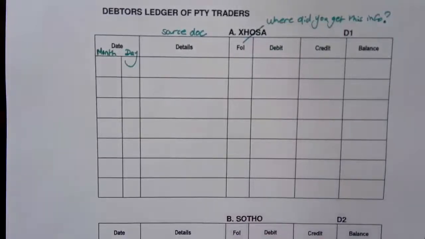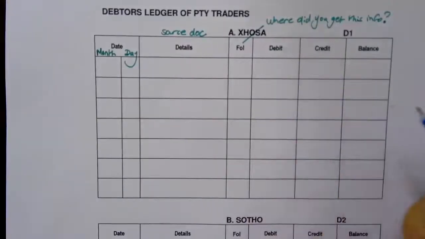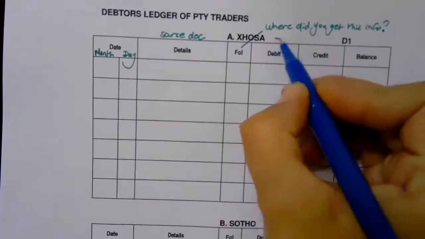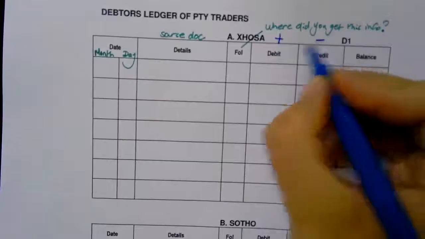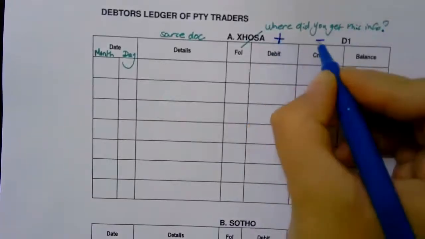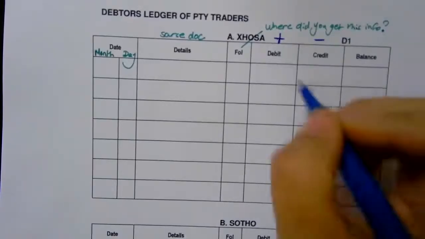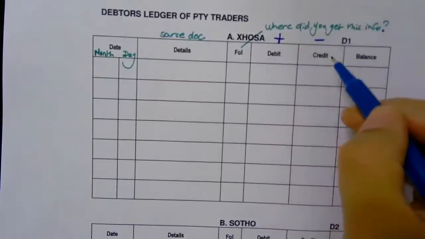Then the second thing that you need to understand in the debtors ledger is that there is a debit column and there's a credit column. And if you have class with me, you will remember that I've taught you that debtors control is always debited. And when the debtor pays, it will be credited. We know that debtors control in the general ledger is an asset. So that is debit plus, it increases on the debit side, and credit minus, it decreases on the credit side.